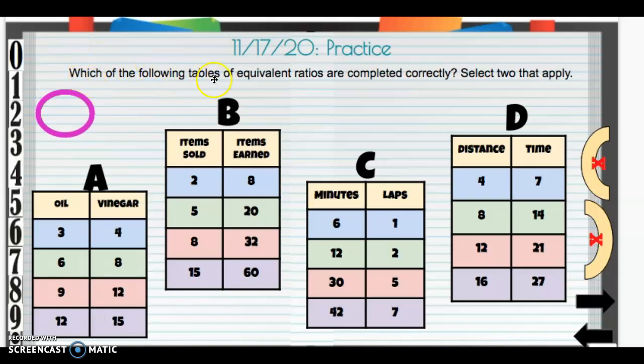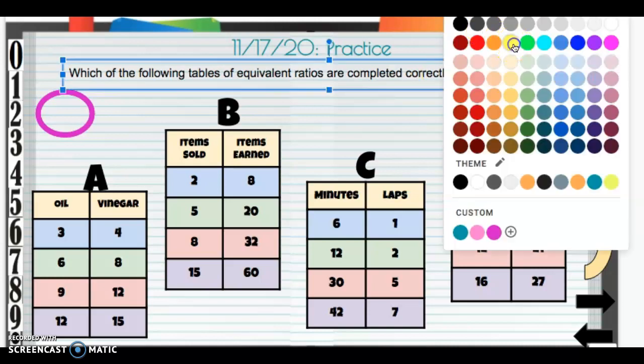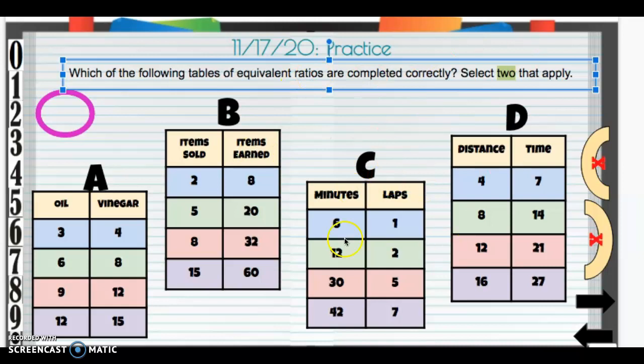So it says, which of the following tables of equivalent ratios are completed correctly? Select two that apply. So two of these are completed correctly and are equivalent, and the other two are not. So we have to figure out what they are. So let's look for the pattern.